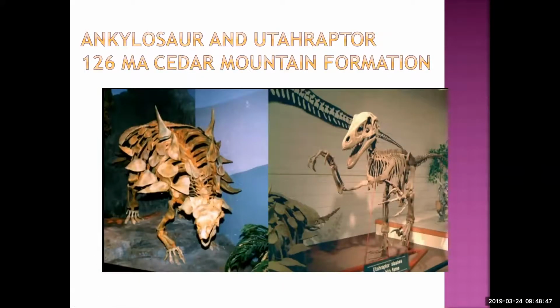So here's some dinosaurs from the Cedar Mountain Formation 126 million years ago. We have Ankylosaur and Utah Raptor. So there's many raptors. You might remember the Velociraptor from the Jurassic Park movie. There's many of these, and they're very close to birds. You'll see that in the next video, where these animals have hollow bones, and they might fly a little bit, but they're large predators from that time, as you noticed in the Jurassic Park movie.